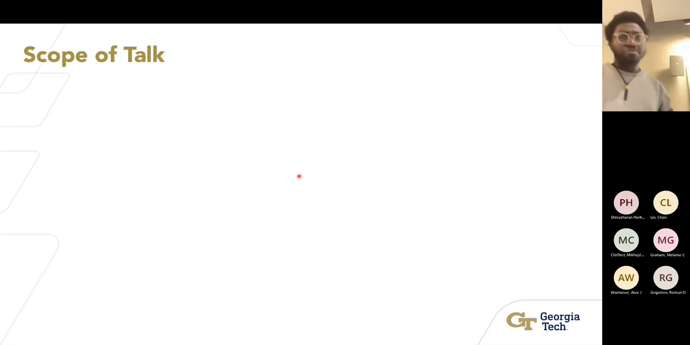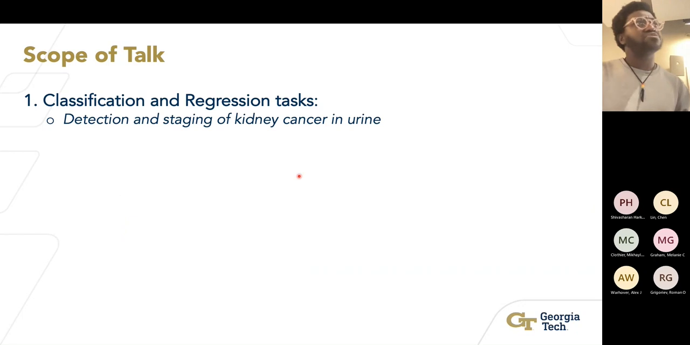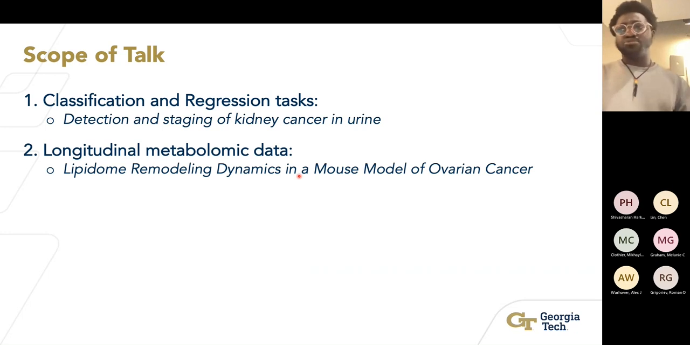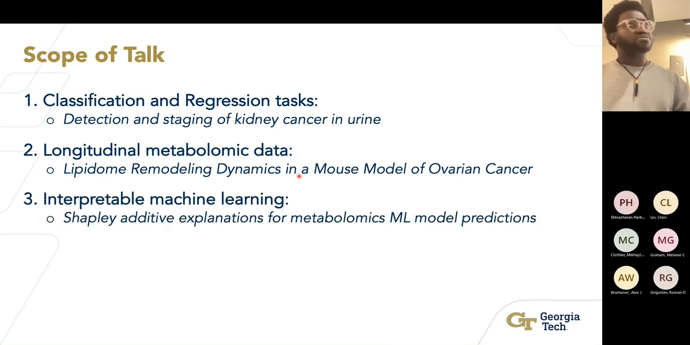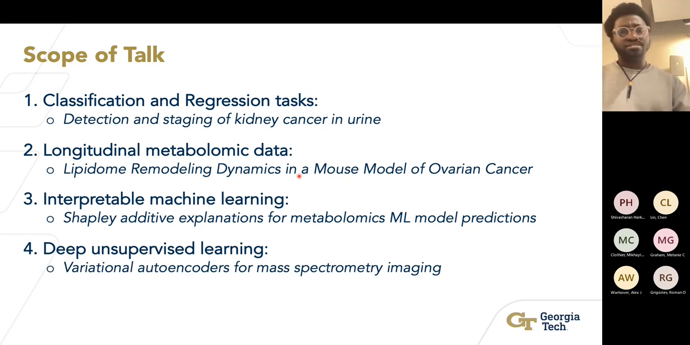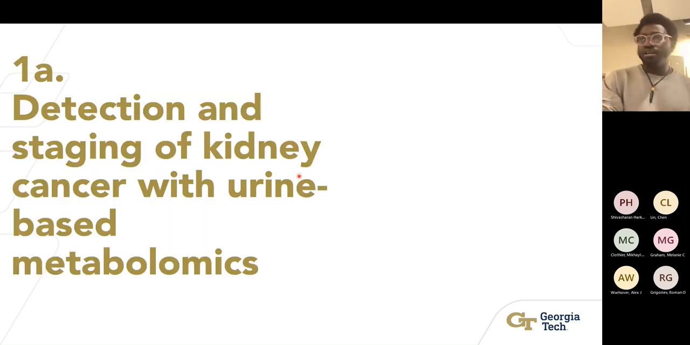Okay, so the scope of my talk today is going to be in the spirit of data science. I'm going to start first with the classification and regression tasks. Next, I'm going to talk about longitudinal metabolomic dataset studies. I'm going to touch briefly on interpretable machine learning. And then finally, this is going to be the very short part of my talk because I'm just getting started with this, we're going to look at deep unsupervised learning.